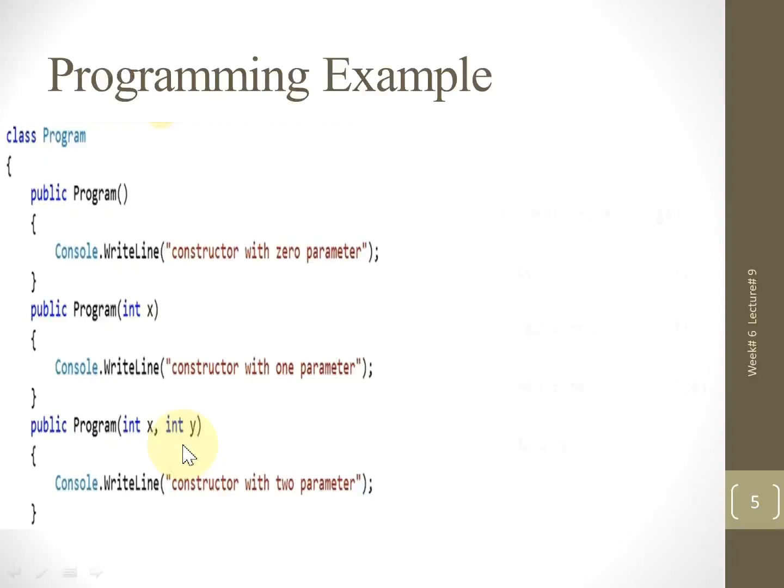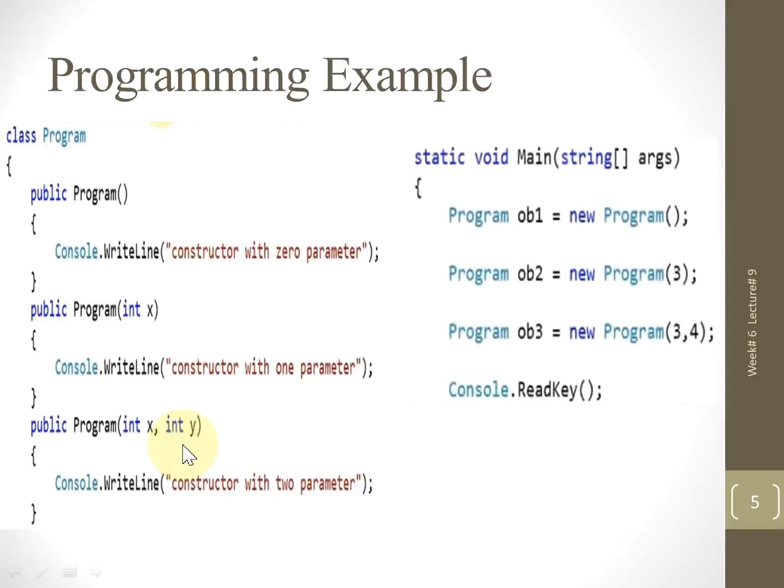Now let's see how to call these constructor functions. When we create an object of this class, it will be called automatically, but each constructor function has different requirements. This function requires 0 arguments. So when we create an object of the class Program, we will be sending 0 parameters, meaning the default constructor.